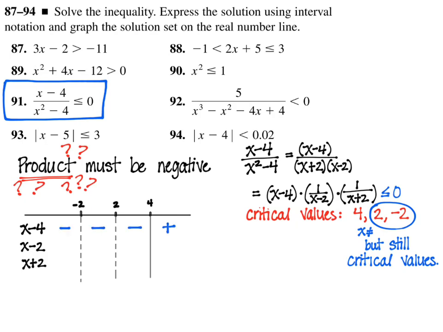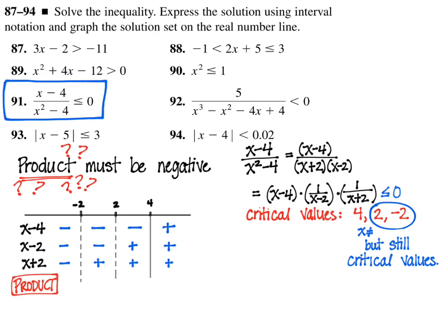So when x is less than negative 2, then x minus 4 is negative, and between negative 2 and 2, x minus 4 is negative. Between 2 and 4, x minus 4 is negative. And finally, when we get to be greater than 4, that factor will be positive. And you do this for each one of the factors.